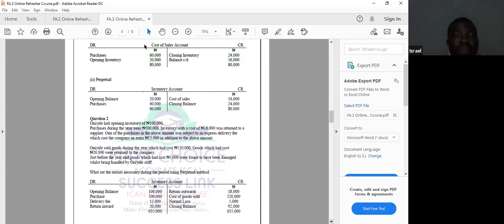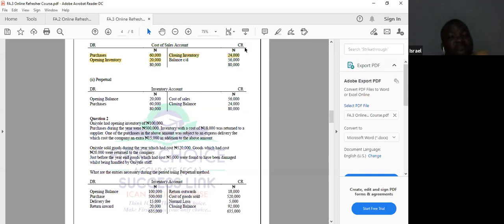Now if you look at this one here, can you see we have cost of sales? After that, we have our purchases. We expect to start with our opening inventory. Can you see? Because we have written it off, we have taken it away from the inventory account down here. So we have the 20,000, we add the purchases, and less closing inventory. That's why the closing inventory is on the credit side.